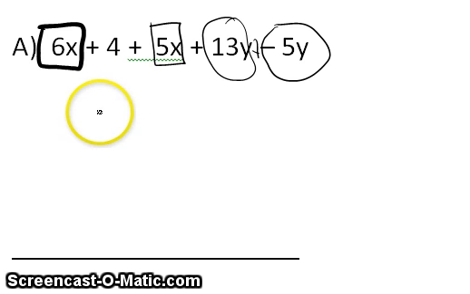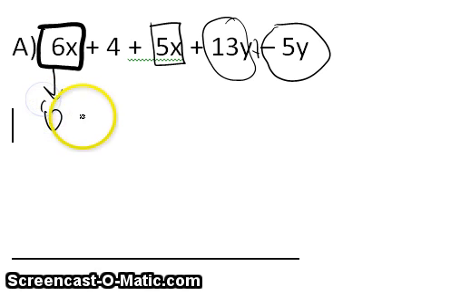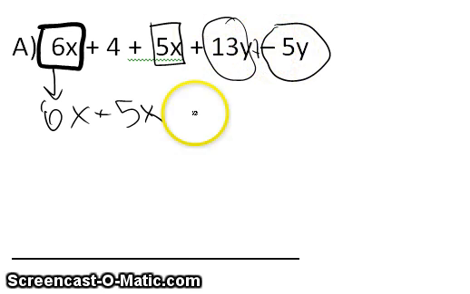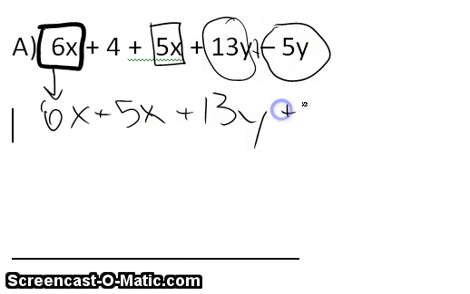So now that I have my like terms identified, I'm going to add my squares together. So I'm going to do 6x² plus 5x². Remember, order does not matter in addition, so I can change the order. Then I'm going to put my circles together, plus 13y plus negative 5y, and then my lonely 4 that doesn't have a like term. Now I'm going to combine the ones that are like terms.